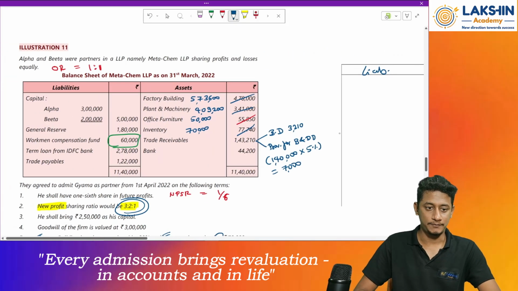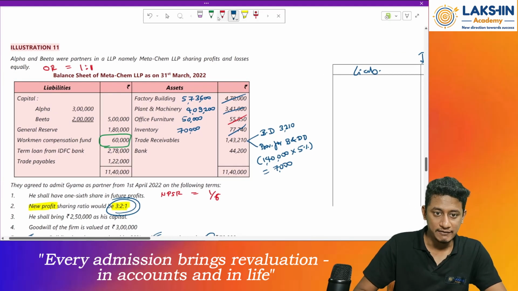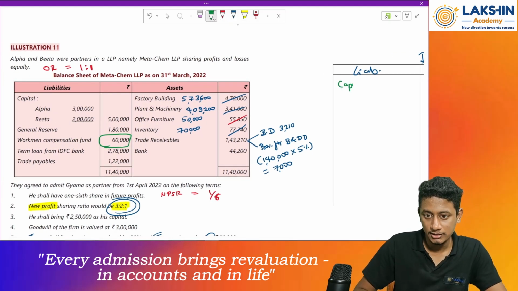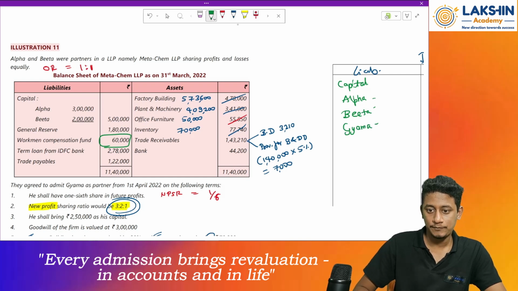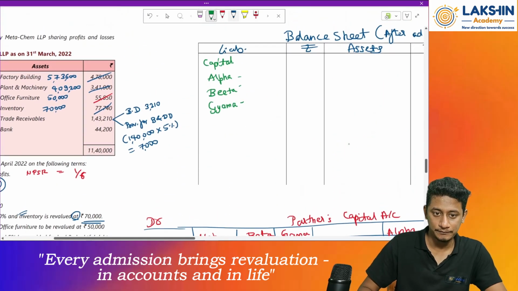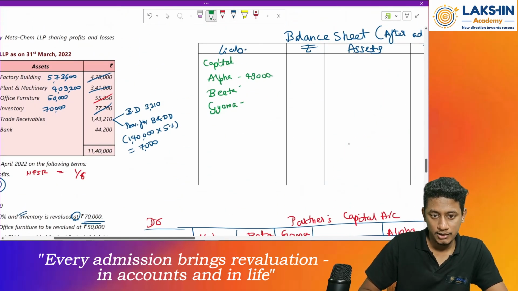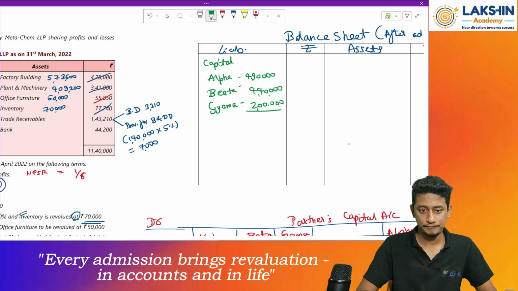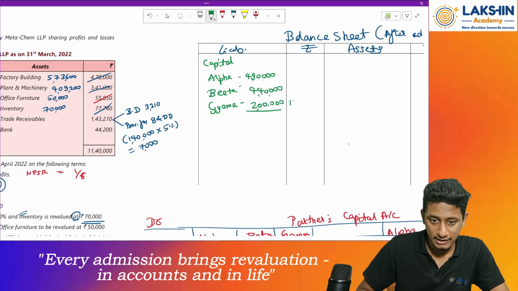After admission. Okay. So now start. First of all, liabilities. Start with capital. So capital. Do you have the balances of alpha, beta, and gamma? Do you have the balance? Yes, in the partner's capital account. 4 lakh 90, 4 lakh 40, and rupees 2 lakh. So total 4 lakh 90,000 plus 4 lakh 40,000 plus 2 lakh. That will be rupees 11 lakh 30,000.